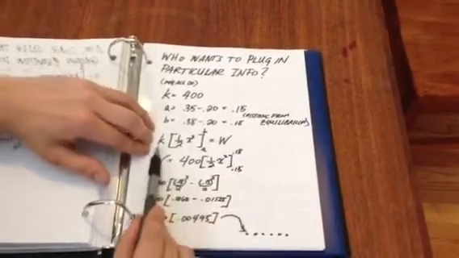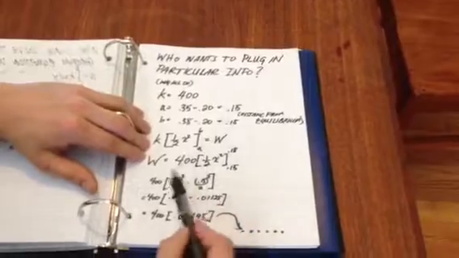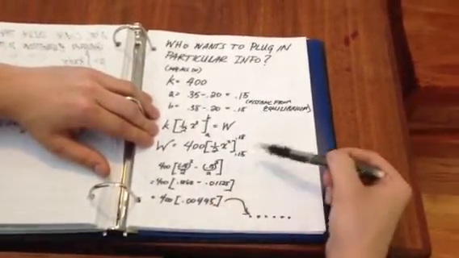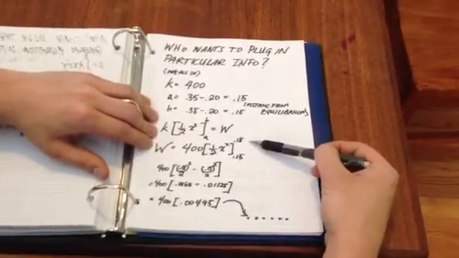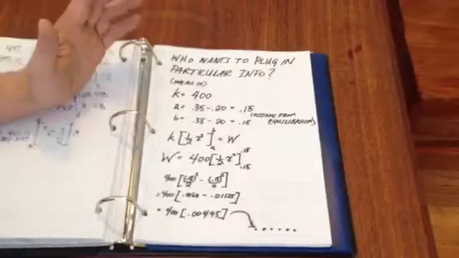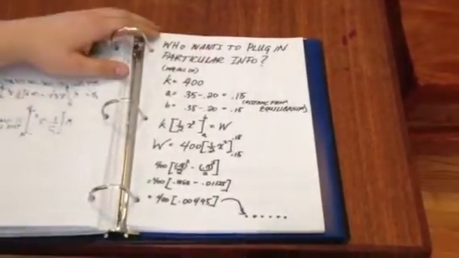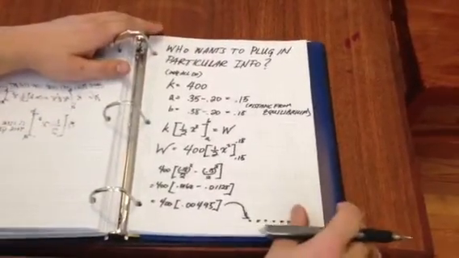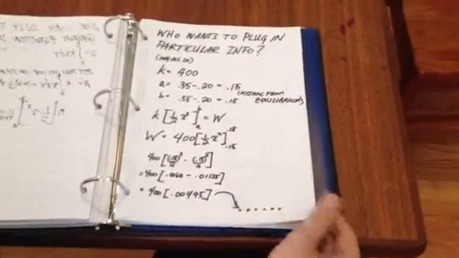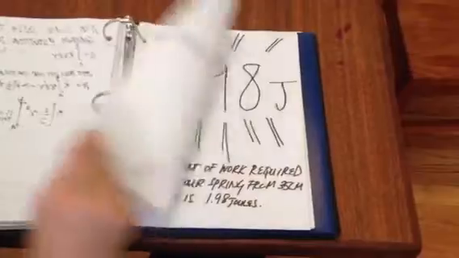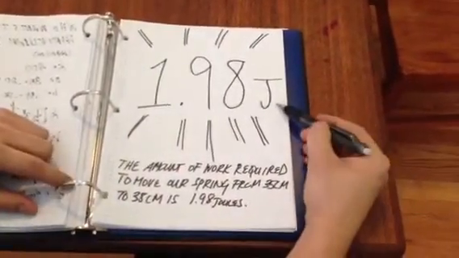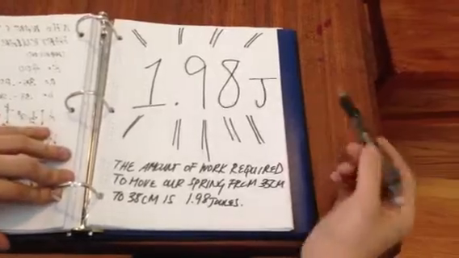With our general equation solved, we have work equals 400 times 1/2 x squared on the interval from 0.15 to 0.18. When we plug that in, I don't have time to show you all the algebra, so just plug it into your calculators. We get, oh, the suspense is killing me. What's our answer? Bam! 1.98 joules, because we're working with newtons and meters here.